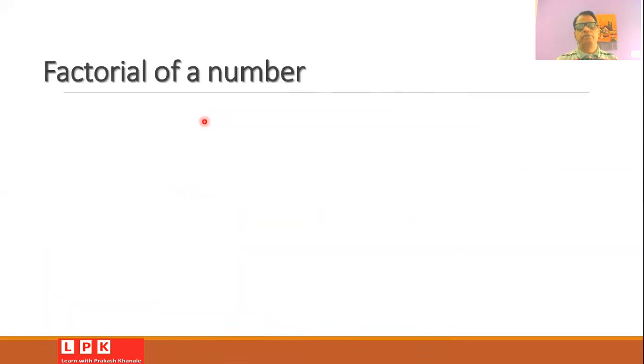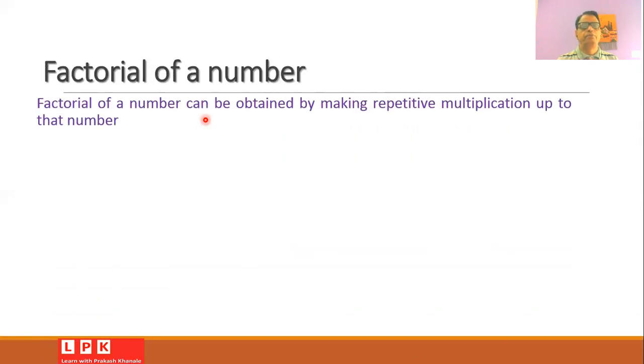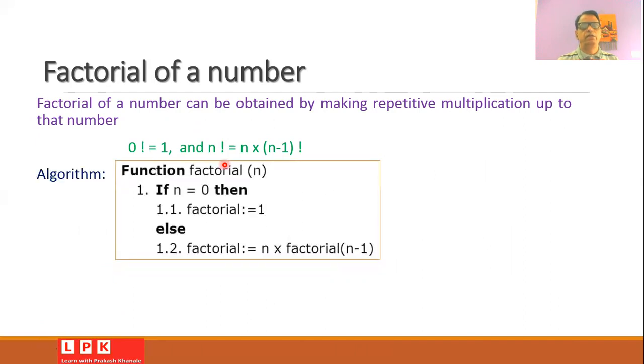Now let us understand the use of recursion in determination of the factorial of a number. We know that the factorial of a number can be obtained by making repetitive multiplication up to that number. So we know that the factorial of 0 is equal to 1, and we can define the factorial of n as n into factorial of n minus 1. So we can easily write the algorithm for the computation of the factorial of a number. Initially we will check whether n is equal to 0, and if it is 0, then we will return the value of the factorial as 1.